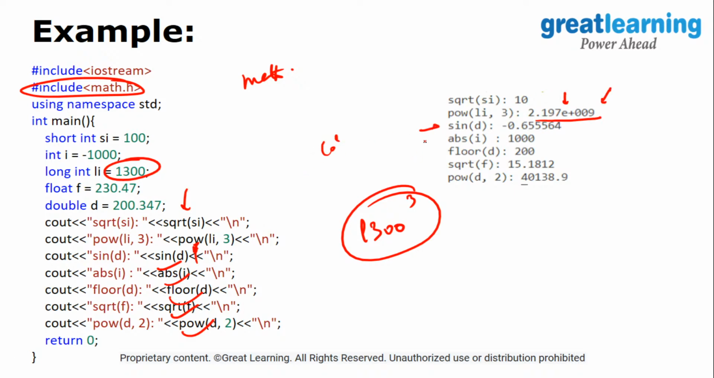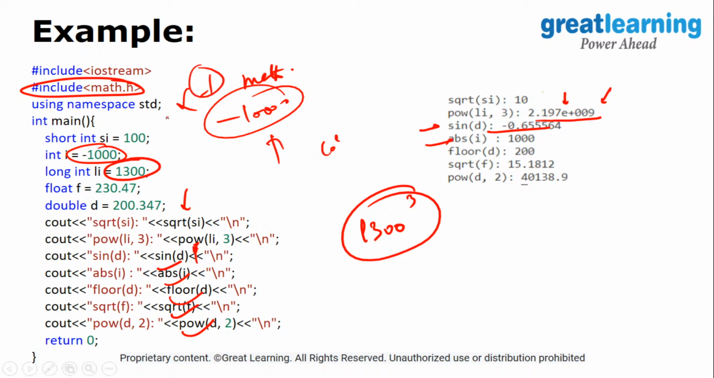Okay, so sine d, that is the sine value of this. You will get your output as it is, minus 6.3. Now absolute value, you see, there will be a negative number, that is minus 1000. When you do absolute value, it will just multiply it by minus 1. That is what absolute does. It always changes your negative value to positive value, not the other way around, changing positive into negative.